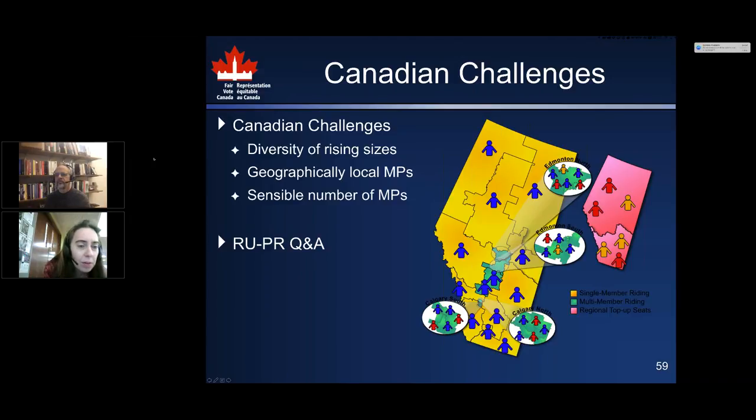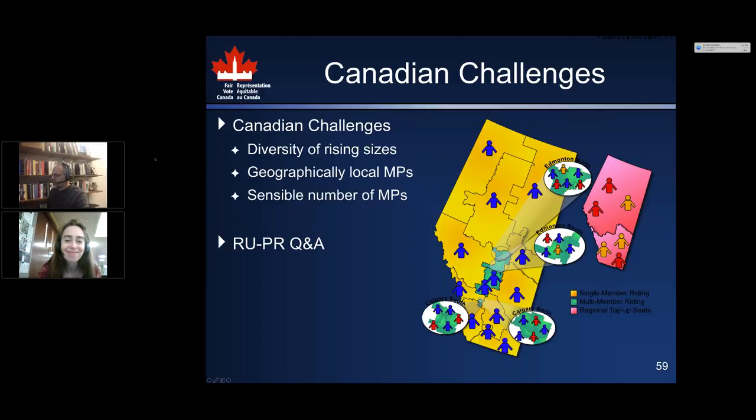Okay, so I'm just going to repeat again because somebody had the same question. When you have the top-up seats, those regional MLAs or MPs are for everybody in the region. They're not just for the urban people. They're not just for the rural people. They're for everybody in the region. Okay? That doesn't mean that some voters might not access them more than others, but they're there to represent everybody, and they're elected by everybody.